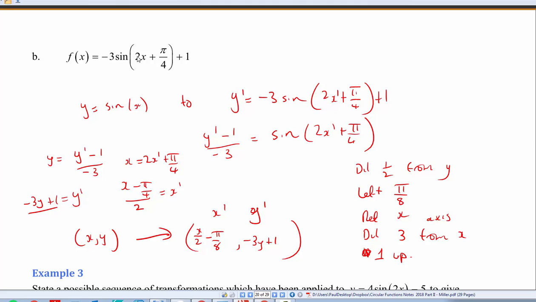So to get from the original y equals sine of x to this thing here, we can see a couple of them that we can definitely confirm. The +1 is up 1. This one here, if you take out 2 as a common factor, we've got x plus pi on 8, and we know that moves pi on 8 to the left. It's 1 on this value here to produce the dilation from y, and it's reflected in the x-axis.